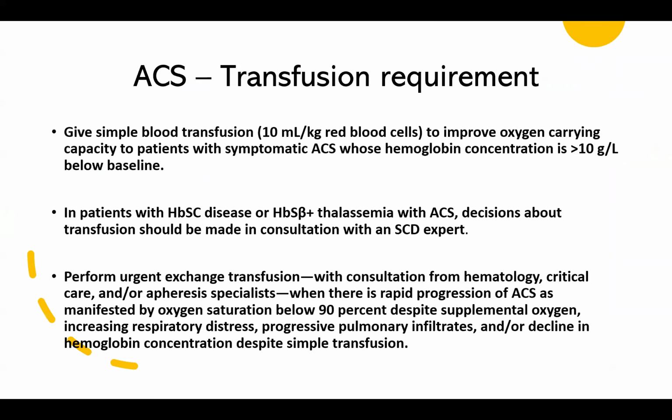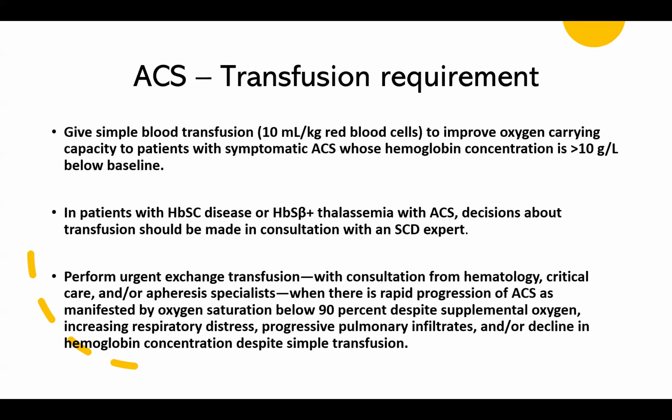So when it comes to transfusions for acute chest, you can give a simple blood transfusion of about 10 mils per kilo to help improve oxygen carrying capacity for patients who are symptomatic with acute chest and have a hemoglobin drop of about 10 grams per liter.